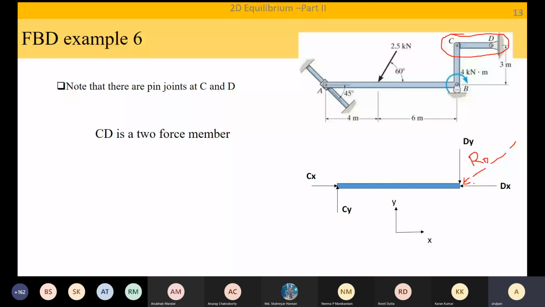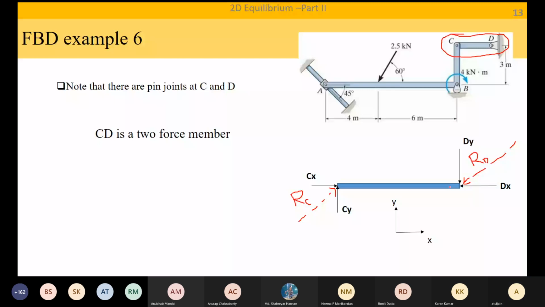Similarly, I can have another resultant RC at this point. Yes or no? Yes, sir. Now this body, we are neglecting the mass. Now this body is subjected to only two forces, RC, RD. If a body is subjected to two forces, sir.